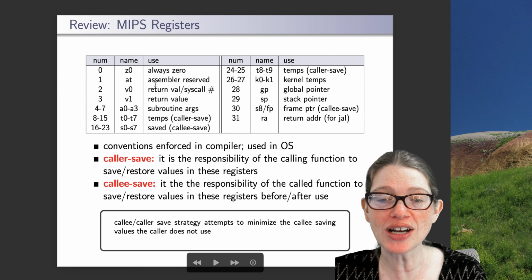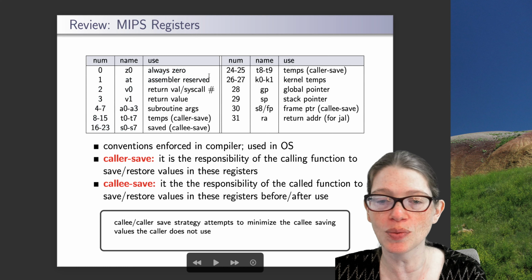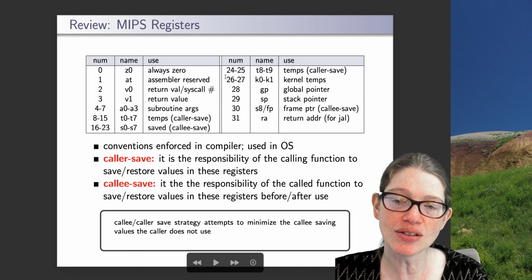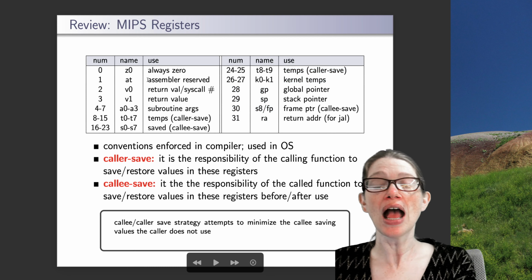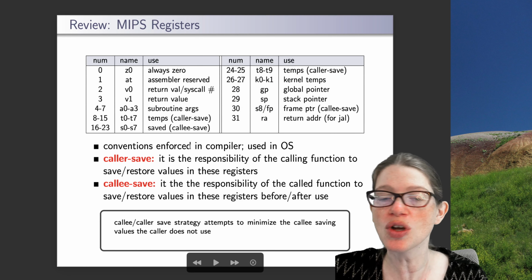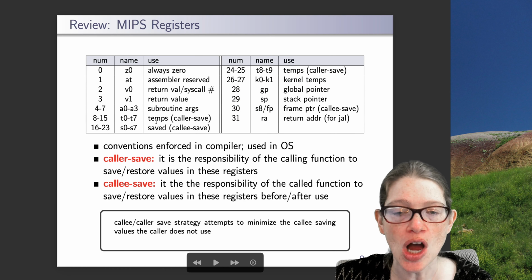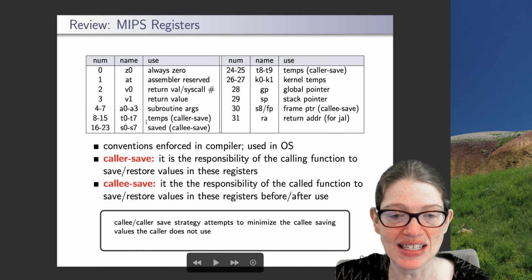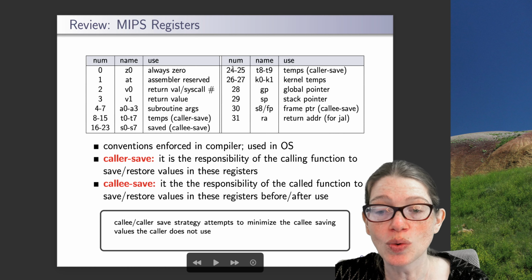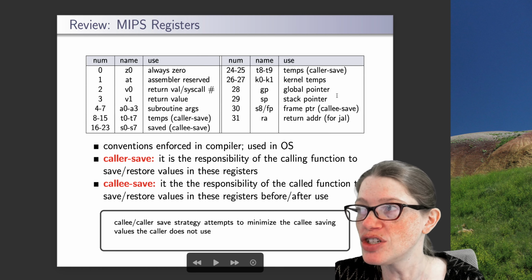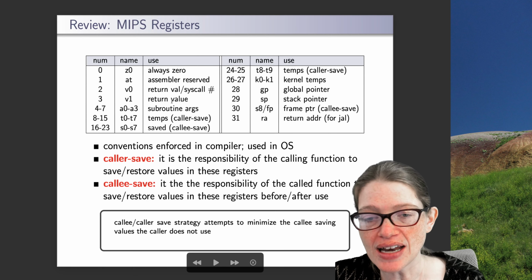Now we have some special ones. One is assembler reserved. 26 and 27 are kernel registers that we're not going to touch. The general purpose registers that we are allowed to use in our programs are the S's and the T's. So these are the registers between 8 and 15, 16 and 23, and 24 and 25. Those are the general purpose registers that programs can use.